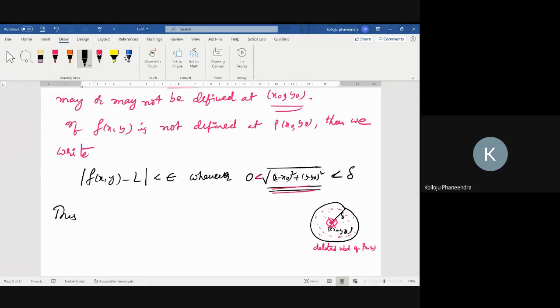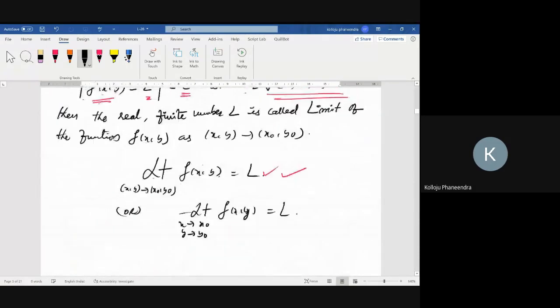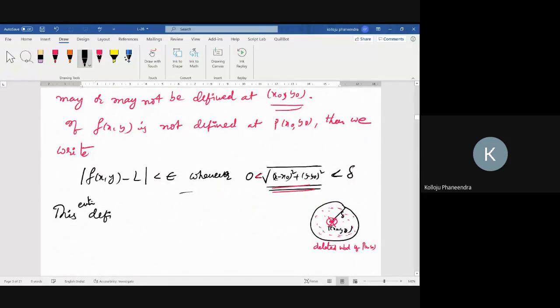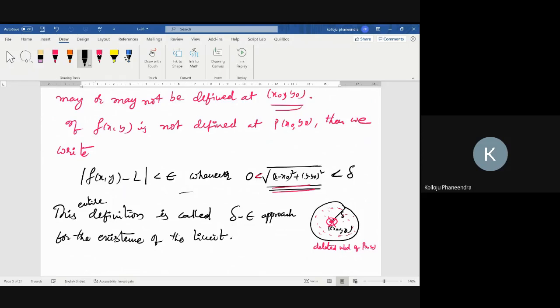And this entire definition, not only this, the original entire definition, is called the delta epsilon approach for the existence of the limit. Delta epsilon approach for the existence of the limit.